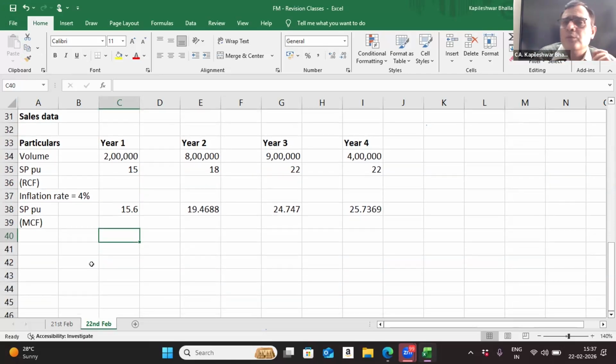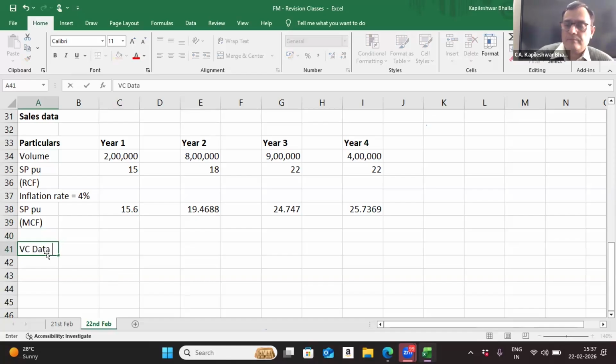So what do you want? Should I organize the sales, or do you want me to go with the contribution data? Either of the two, because irrespective, it's going to work. Okay, so we'll take the contribution later. Done. So let's now organize the variable cost data.